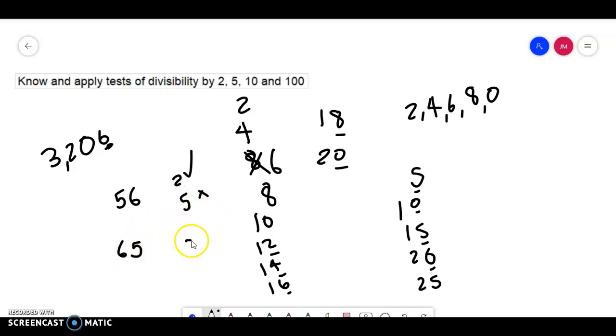What if I have a number like 65? Can I divide that by 2? No. Can I divide that by 5? Yes. So you should be able to quickly recognize, can you divide a number by 2? Can you divide a number by 5?